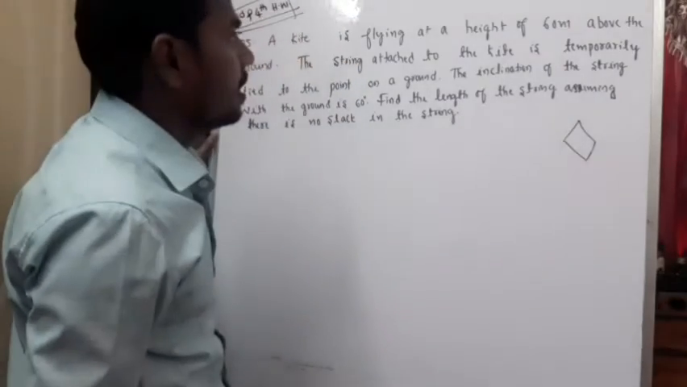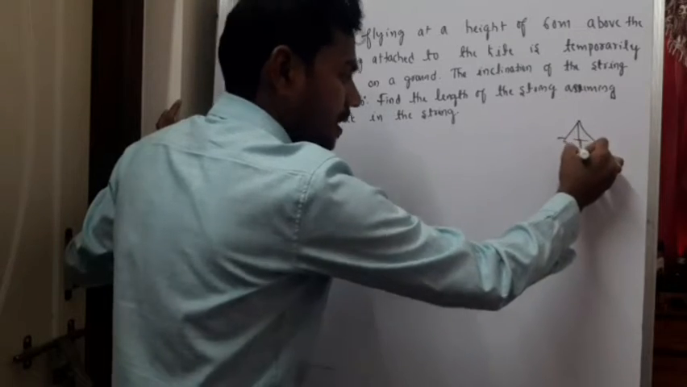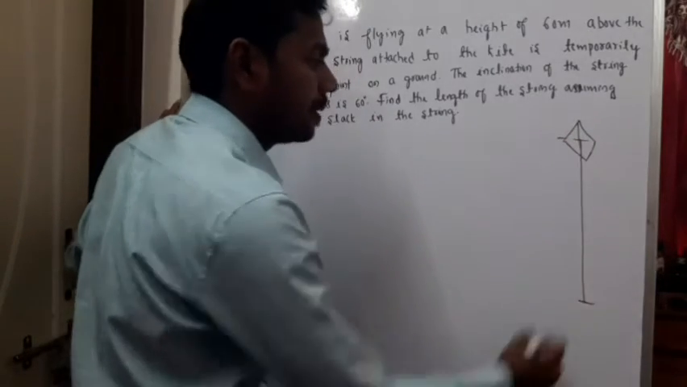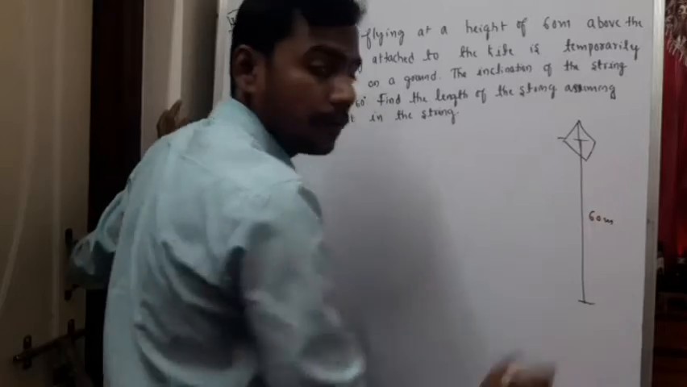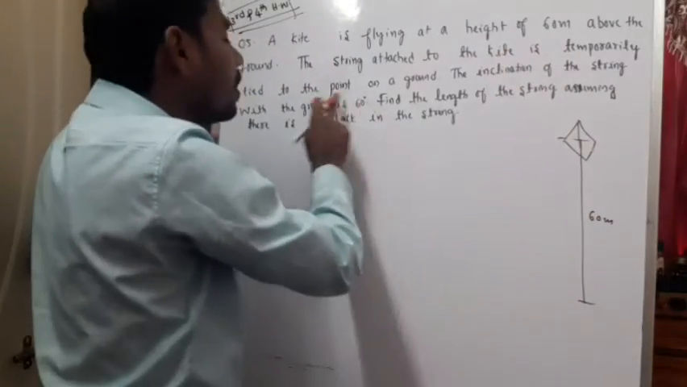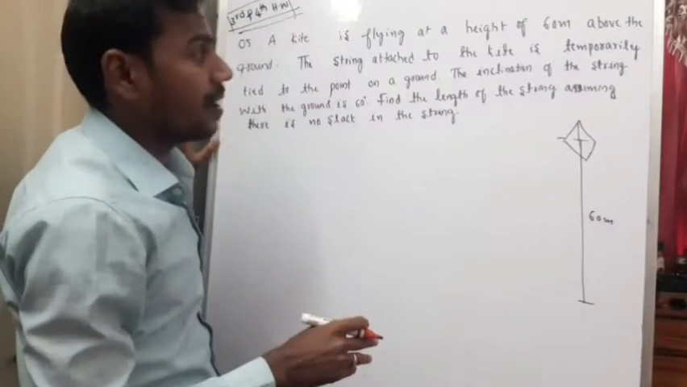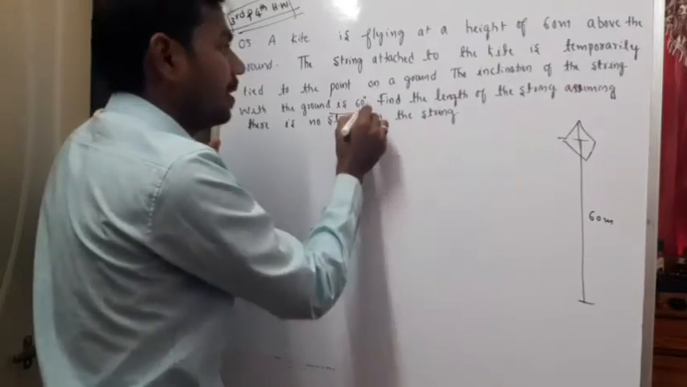This kite is at a height of 60 meter from the ground. And what are they telling? The kite is temporarily tied to a point on the ground, and it is at an inclination of 60 degree.